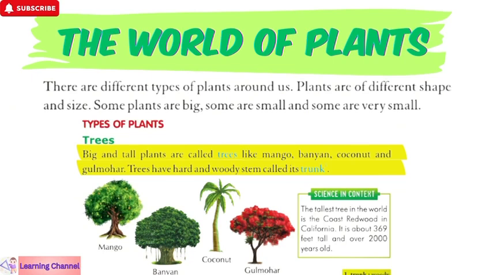The world of plants. There are different types of plants around us. Plants are different shapes and sizes. Some plants are big, some are small, and some are very small. Let's study the types of plants in detail.